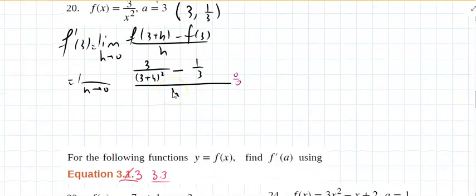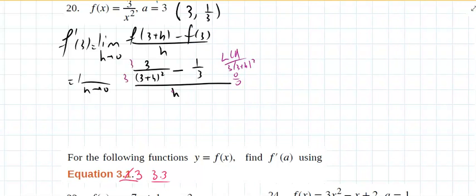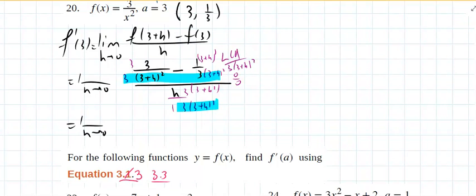The LCD for this problem is a bit more work. That is 3 into 3 plus h squared. So this is missing a 3. This is missing a 3 plus h squared. And this is missing a 3 into 3 plus h squared. So if I ignore the denominators completely, read the top, this is the limit as h approaches 0 of 3 times 3 is a 9 minus 3 plus h squared, over 3h into 3 plus h squared.